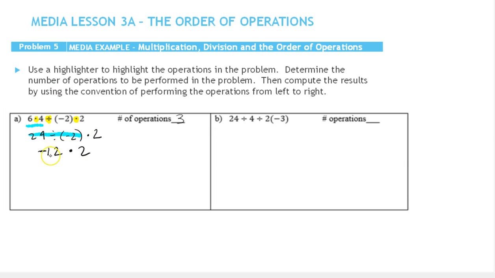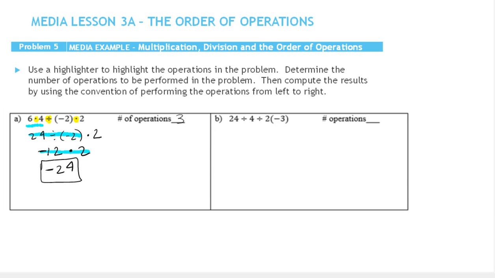And now there's only one more operation to perform, multiplication. -12 times 2, well, 12 times 2 is 24. A negative times a positive is negative. And this is our final result. I'm going to check that I didn't leave out any operations. There were 3, and notice we have 1, 2, 3 steps here. Let's try the next one.